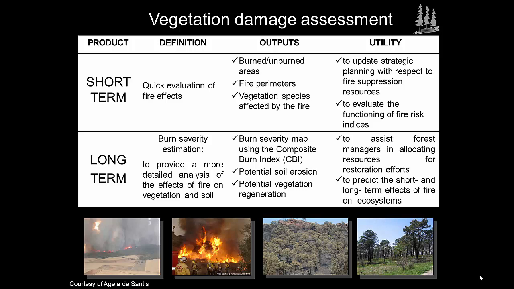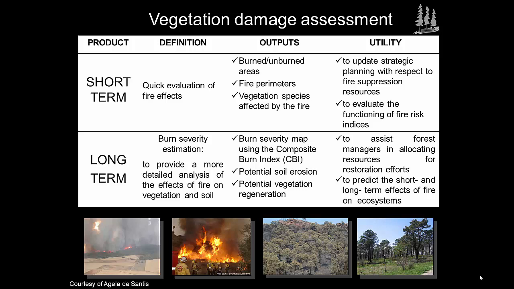But an evaluation of the damage in the long term provides a more detailed analysis of the effects of fire on vegetation and soil. And this is what is called burn severity estimation. The remote sensing outputs for this assessment can be, for example, burn severity maps using the composite burn index that I will explain later on, potential soil erosion, and potential vegetation regeneration.